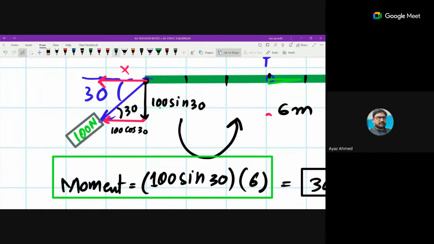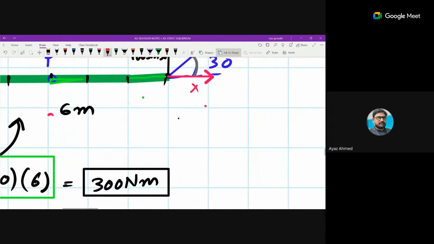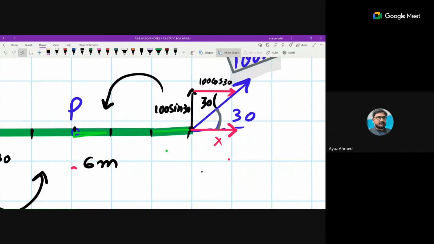Here, this black component is its sine component, and that red one is its cos component. So I have resolved that. One of them is 100 sine 30, and the second one is 100 cos 30. In the same way, I resolve this blue one into two: the horizontal component 100 cos 30, and the black component, 100 sine 30, that is here.